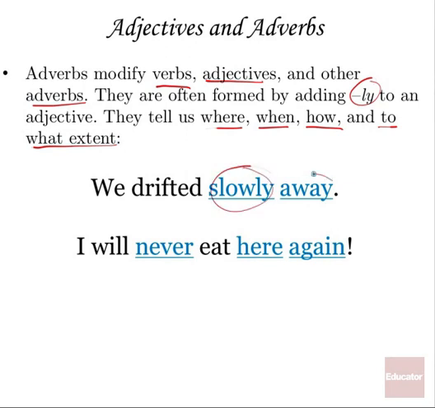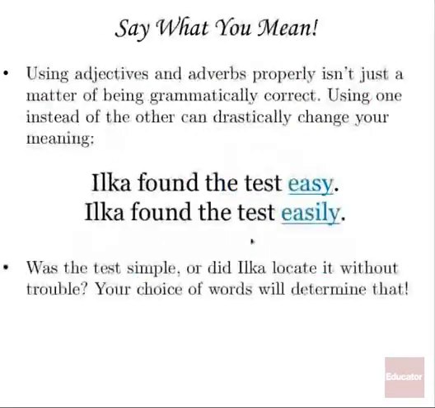Both of these modify drifted. We drifted how? Slowly. We drifted where? Away. I will never eat here again. All of these things modify eat. How will I eat? Never. Where will I eat? Here. When will I eat? Again.